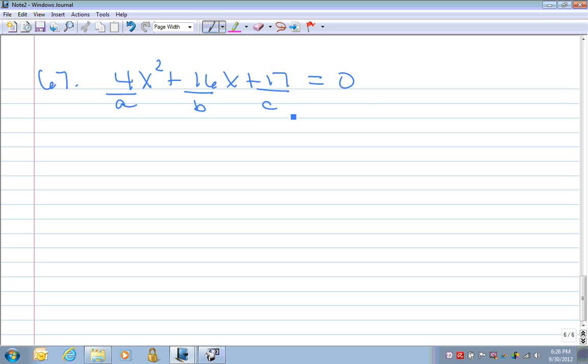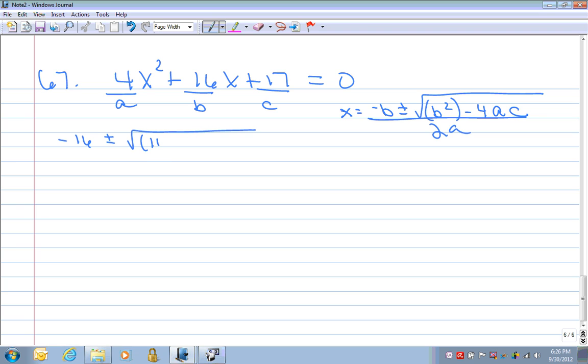And hopefully you remember the quadratic formula: x equals negative b plus or minus the square root of b squared, I always put that in parentheses, minus 4 times a times c, all over 2 times a. So let's go ahead and set this up. That would be negative 16 plus or minus the square root of, parentheses, 16 squared, minus 4 times a, which is 4, times c, which is 17, all over 2 times a.